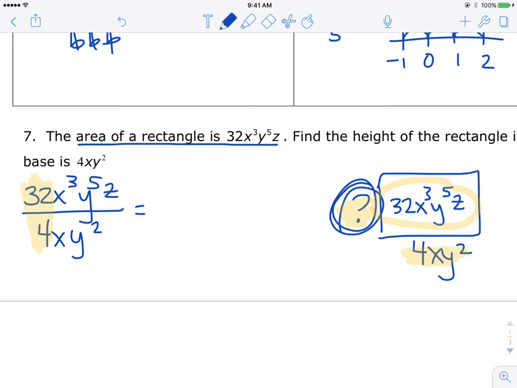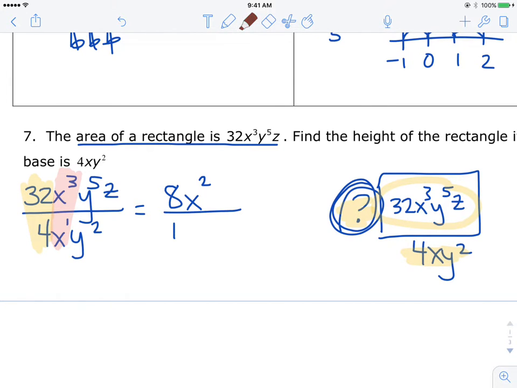Okay, all right, regular numbers in the front. 32 divided by 4, that's just going to be 8 over 1, right, as a placeholder. Next, I'm going to put a little 1 here on my x so I don't forget about it. And I'm going to look at my x's. All right. 2 questions. Remember, first question, where is it bigger? It's bigger on the top, so x stays on top. How much bigger? It's bigger by 2, so we use a 2.